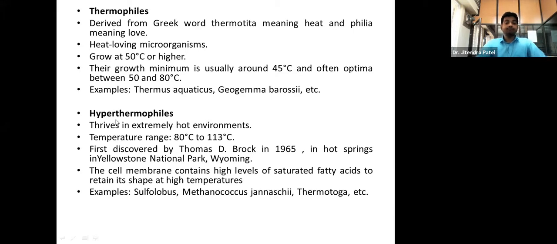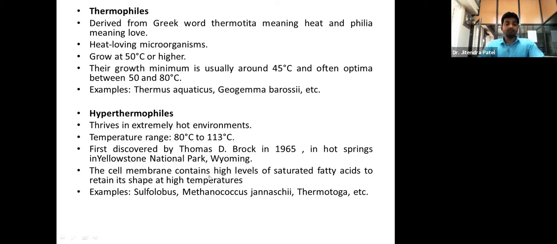Then coming to the next one, the hyperthermophiles, right? Hyper means high, thermo means temperature. So again, in thermophiles, it has attached this hyper prefix, meaning by the name itself it is indicating that again it is going to have the high temperature. They thrive in extremely hot environments, say for example, a temperature range of 80 degrees centigrade to 113 degrees centigrade. Actually, it is also a very high temperature. It was discovered first by Thomas D. Brock in 1965 in hot springs in Yellowstone National Park, Wyoming, right?